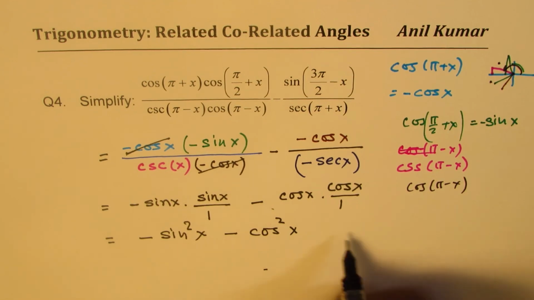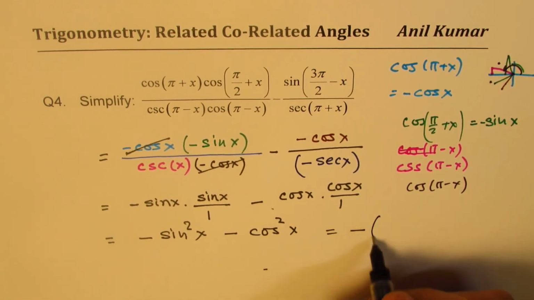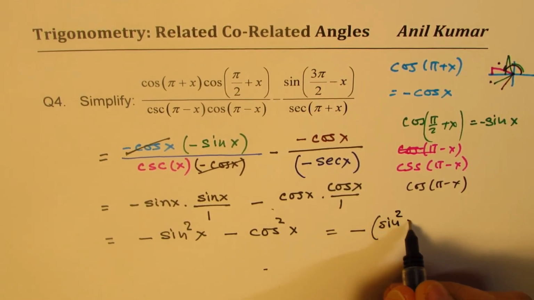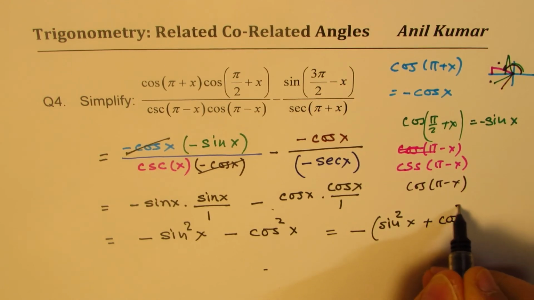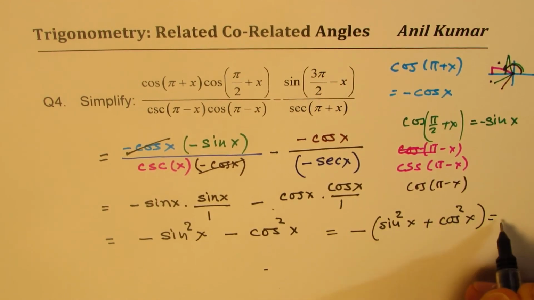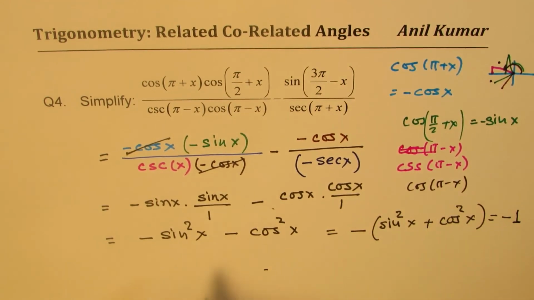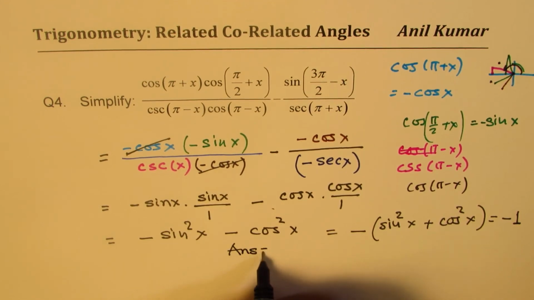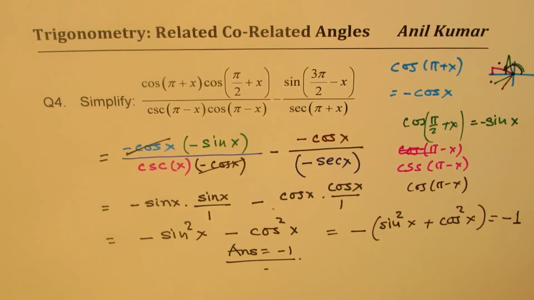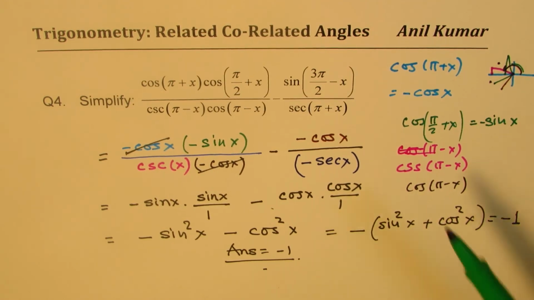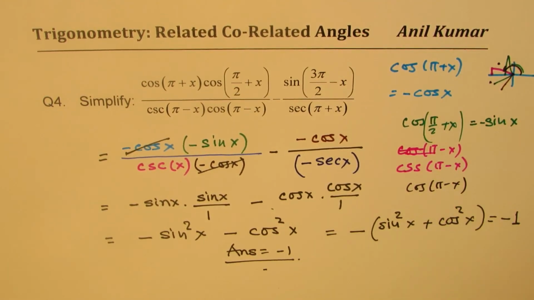Well, you could take minus common, so if you take minus common, you get sine square x plus cos square x. And you know this is 1, so we get minus 1 as our answer. So our answer in this case is negative 1. Is that clear to you? That is how we are going to solve it. So I hope all the steps are absolutely clear.